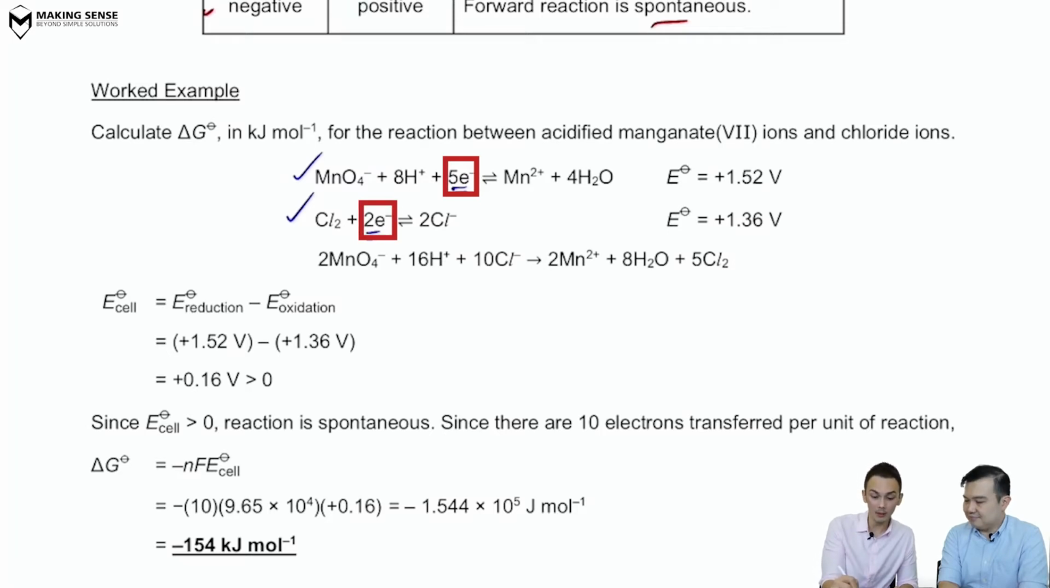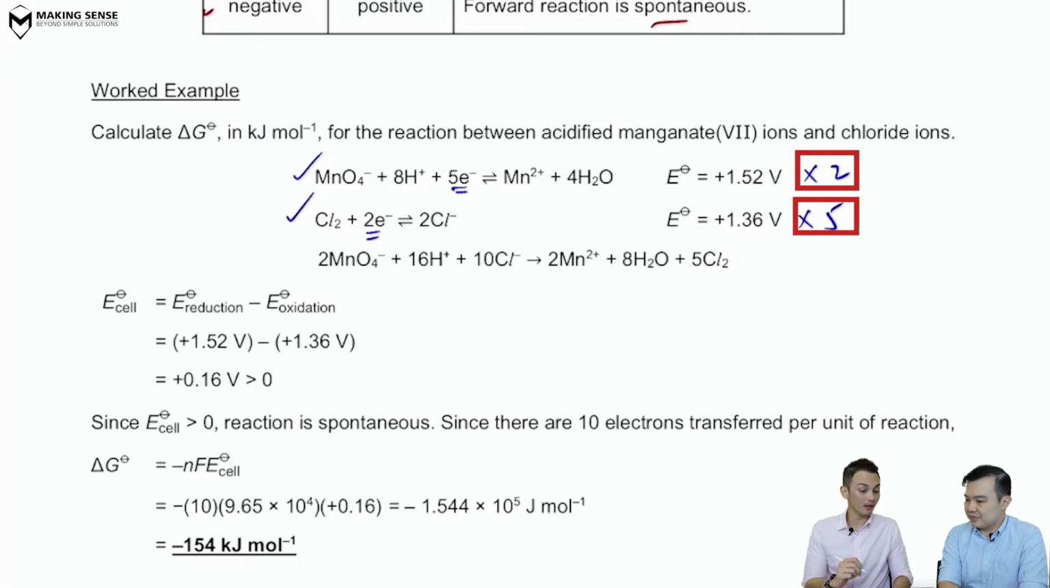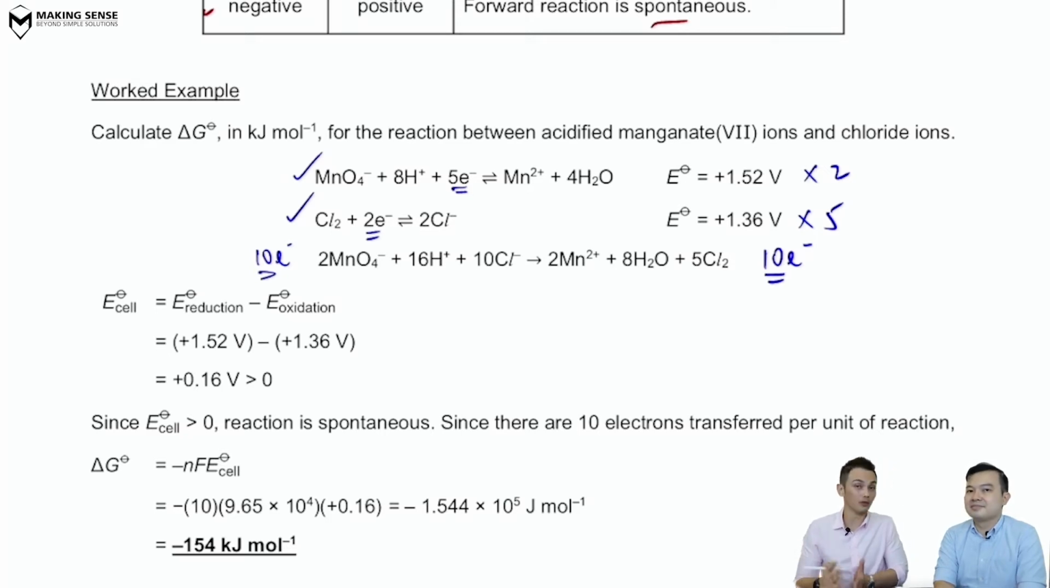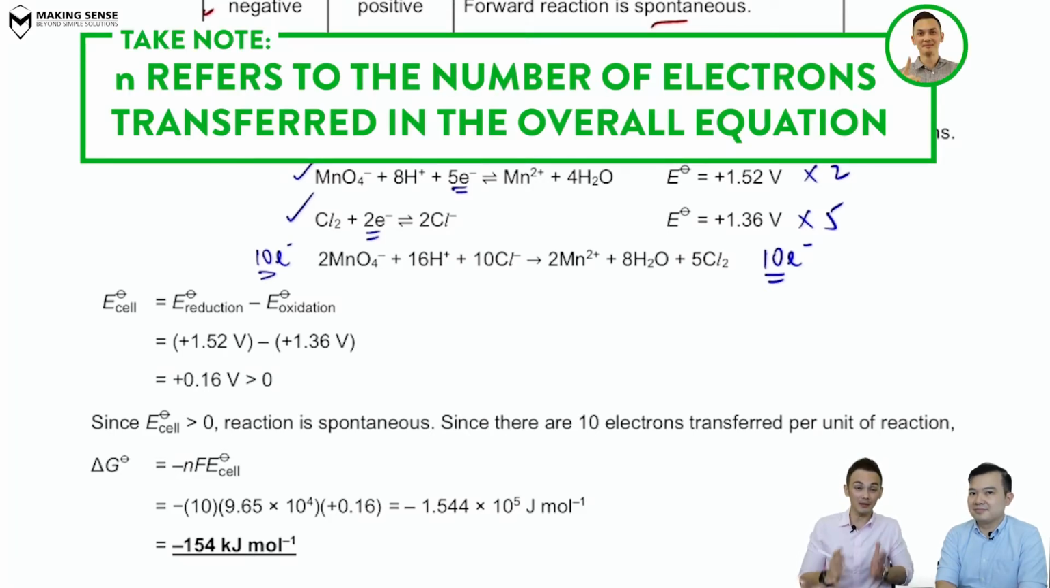When we learn redox, we say we have to manipulate this to make sure they have the same. So what you can do is to multiply this by 2 and to multiply this by 10. As you balance the whole thing together, you will notice there are 10 electrons on the left and 10 electrons on the right. We usually don't write it, but in this case it's important because it makes us realize that there are 10 electrons being transferred in this particular redox reaction. And that's what the n stands for, the number of electrons involved in the overall equation.